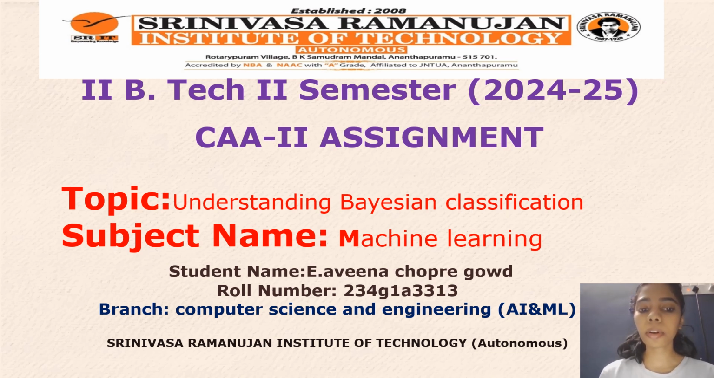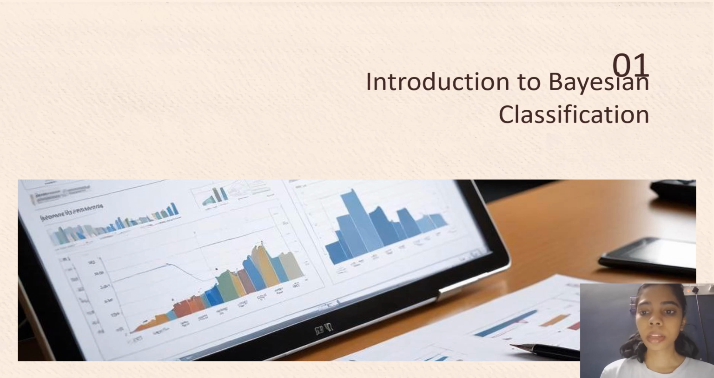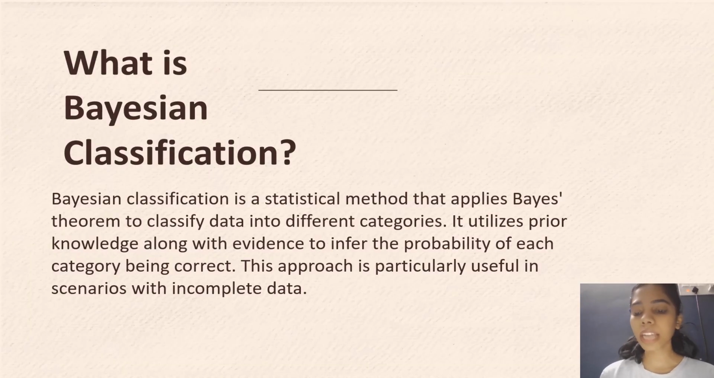Today, I am going to talk about understanding Bayesian classification from the subject machine learning. Introduction to Bayesian classification. What is a Bayesian classification? Bayesian classification is a statistical method that applies Bayes' theorem to classify different data into different categories. It utilizes prior knowledge along with evidence to infer the probability of each category being correct.